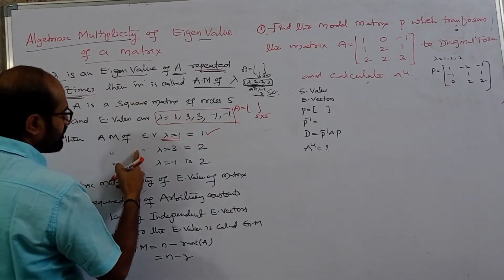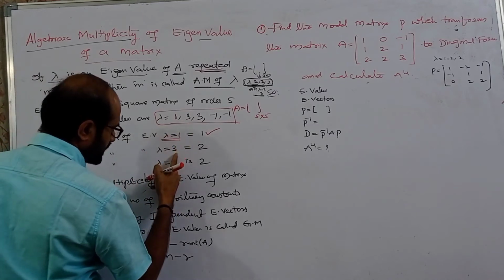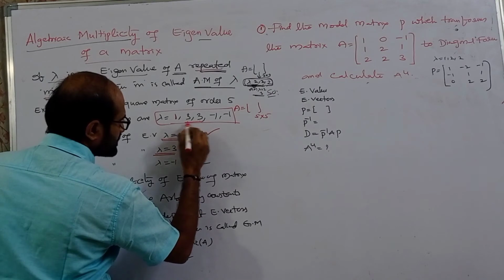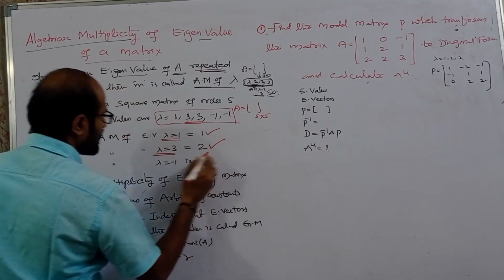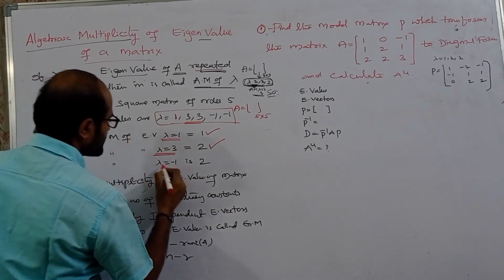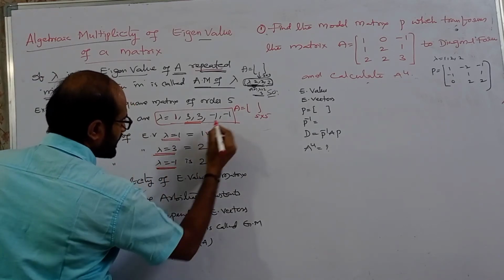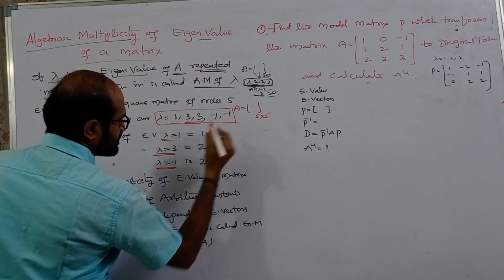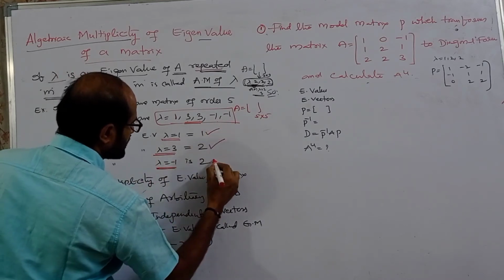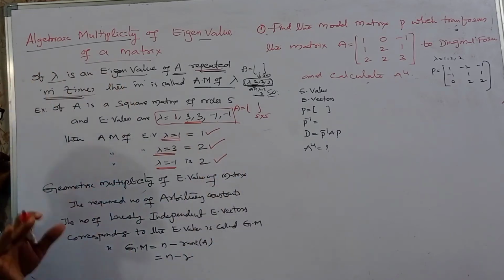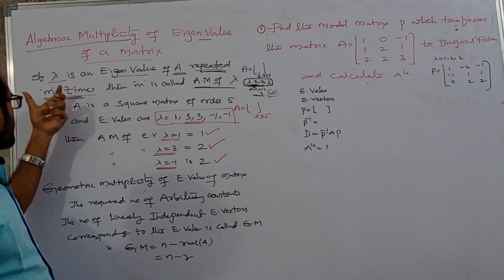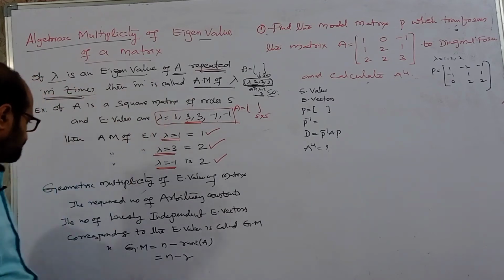Algebraic multiplicity of eigenvalue lambda equal to 3. So lambda equal to 3, how many times repeated? It is repeated 2 times. Therefore 2 is the algebraic multiplicity of lambda equal to 3. Algebraic multiplicity of lambda equal to minus 1. Minus 1 is how many times repeated? 2 times it is repeated. Therefore algebraic multiplicity of eigenvalue lambda equal to minus 1 is 2. So understood clearly? It means the repeated eigenvalue m times, then m is called the algebraic multiplicity.